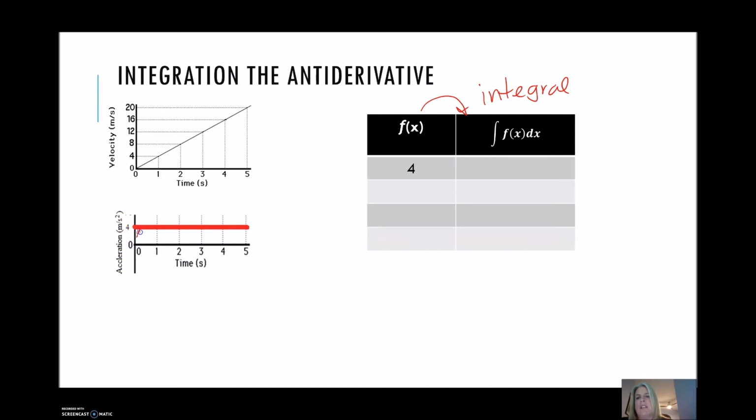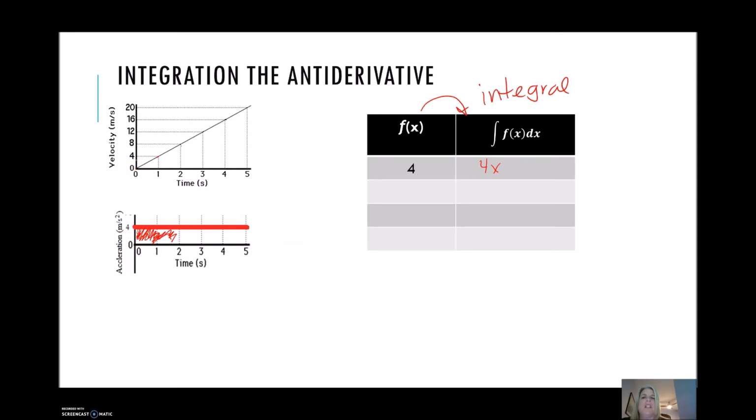And so the area here, which would give us our velocity, 4 times 1, means that our change in velocity from 0 to 1 second is 4. And then at 2 seconds, now we have 4 times 2, which is 8. So our change of velocity is 8. So that equation then would be 4x. But that's only if our initial position, or initial velocity, was 0.